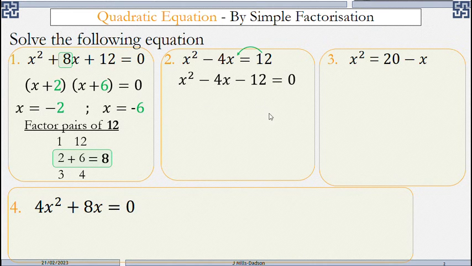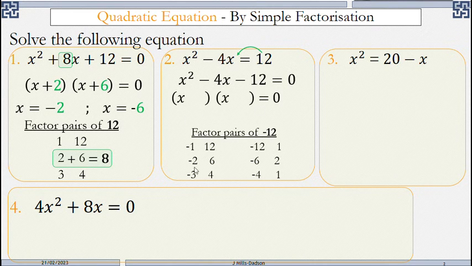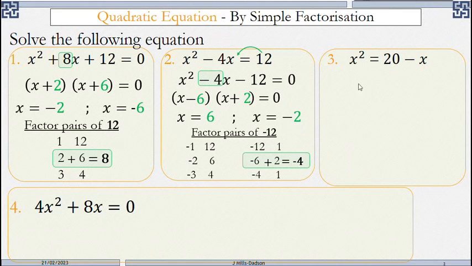So factor pairs for negative 12 could either be this format or that format. Choose a pair that will make negative 4 and that will be this one. And you put each term, that's negative 6, positive 2. So set it equal to 0. Don't forget, x minus 6 equals 0, x plus 2 equals 0, and therefore x will be equal to 6, and x will be equal to negative 2.